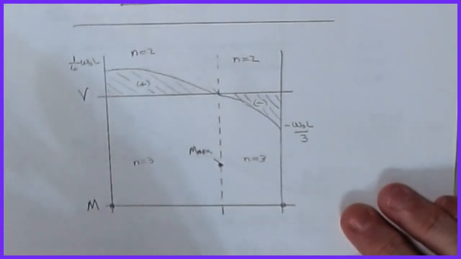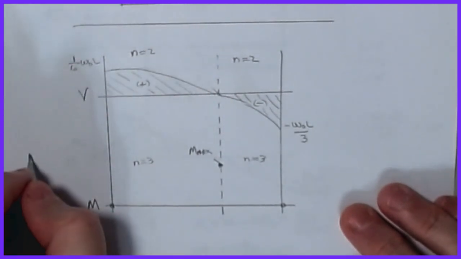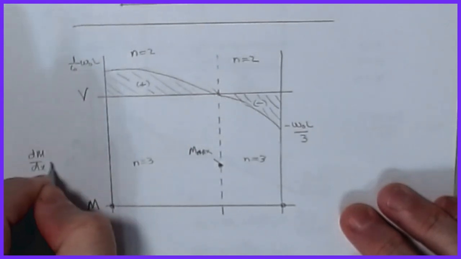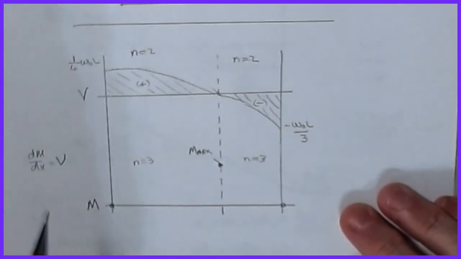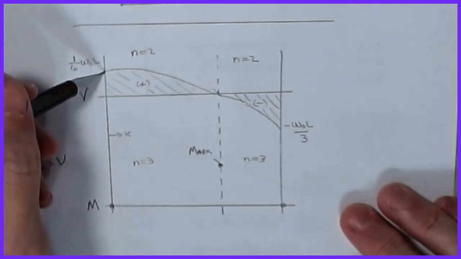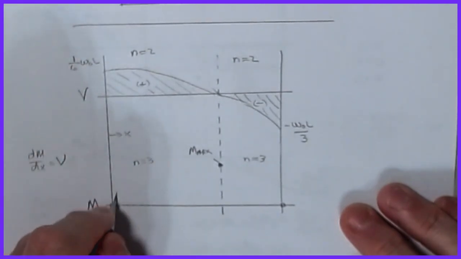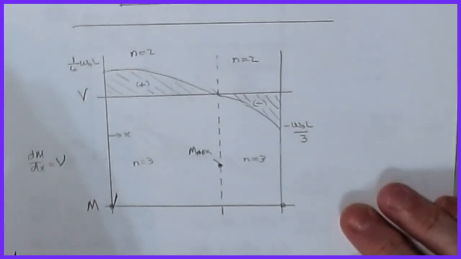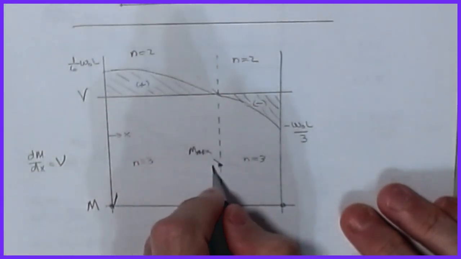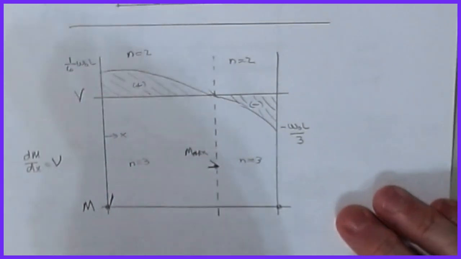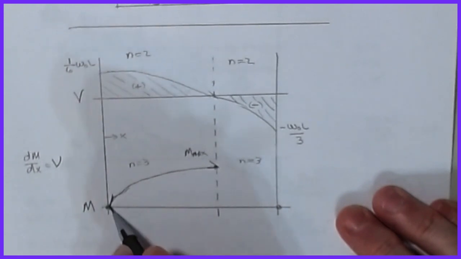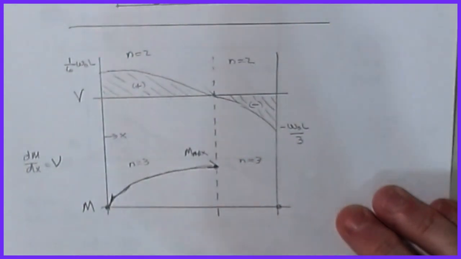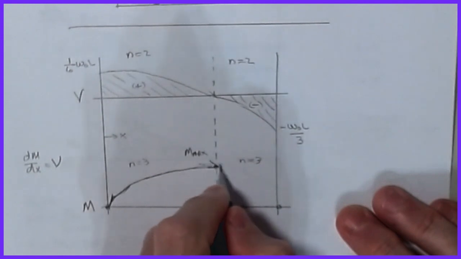Now, if we want to get the shape of this, we can play the same game, remembering that dM/dx was equal to V. At x equals 0, because we're defining x that way, my maximum slope is at this location. So this is the steepest slope that I have, and it's positive. Then at the maximum, we know the slope was 0, so the shape starts to fit in something like that. That's my moment diagram, and that's my M max occurring there.